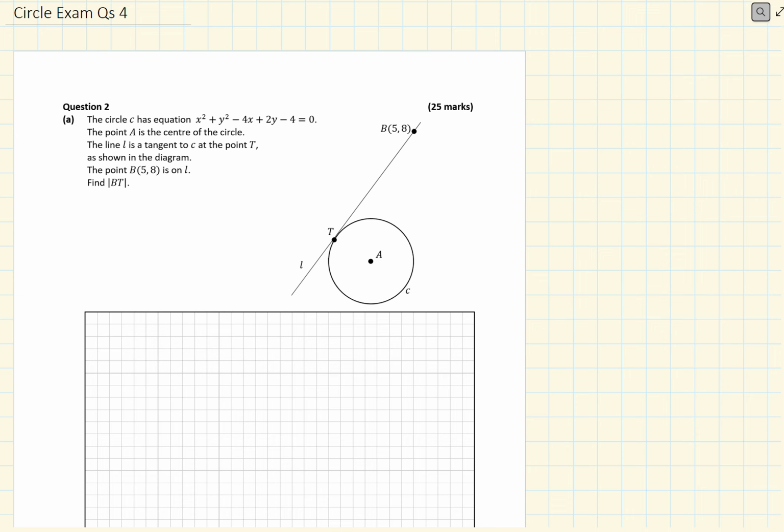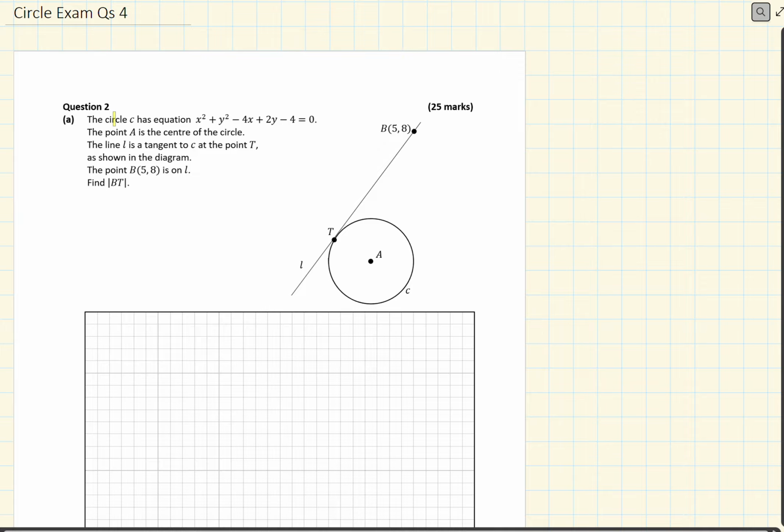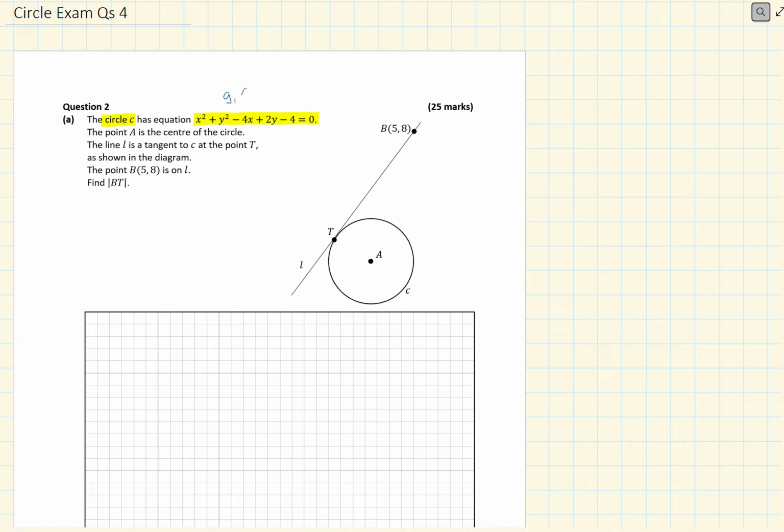Okay, so in this video we're going to have a look at a circle exam question from the 2020 paper 2. So we see here we have a circle C. There's the equation, in the form x squared plus y squared plus 2gx plus 2fy plus c. Point A is the centre. That's been marked. The line L is a tangent to C at the point T. So there's my line L, tangent at the point T, and it's tangent to my circle C. Point B (5,8) is on L, so there's B, and find the distance BT. So they want us to find the distance from this point to this point.